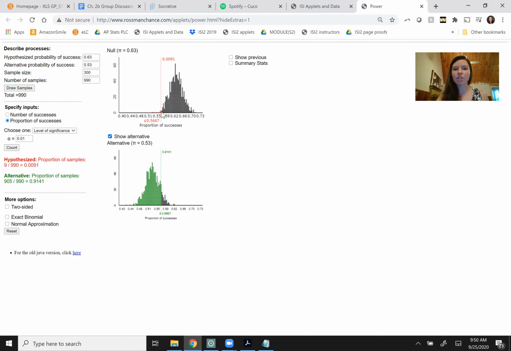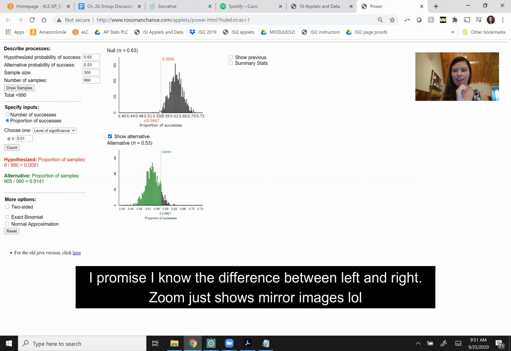So what about changing the alpha level? Right now it's at 0.01. If I make my alpha level higher, what's going to happen to that picture? How's it going to change? So right now, my alpha level is marking that bottom 1%, right? So we're looking at that line. If I make my alpha level higher, which way is that line going to move? To the left or to the right? To the right. Yeah, it's going to move to the right.